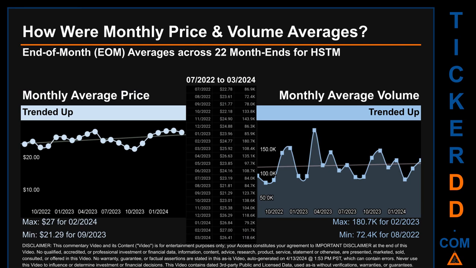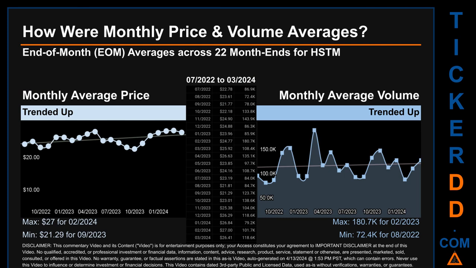How were price and volume averages for HSTM? Across 447 trading days, there were a total of 22 month ends, of which monthly averages for daily price and volume were calculated. Overall, monthly price average trended up while monthly volume average trended up.